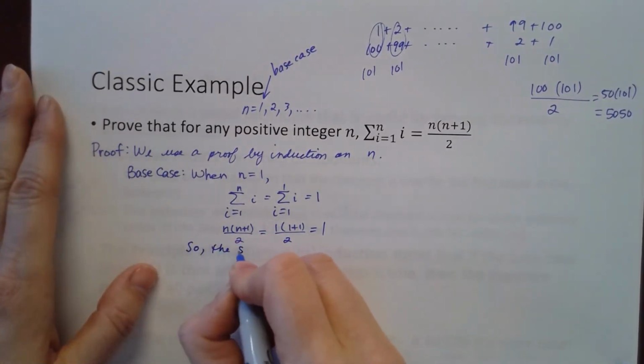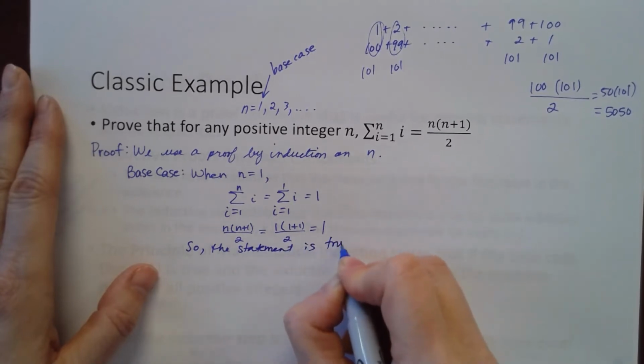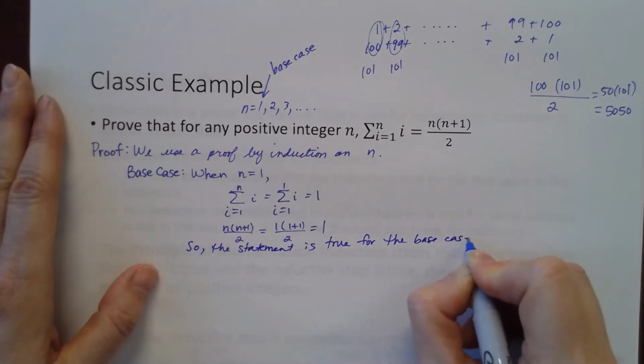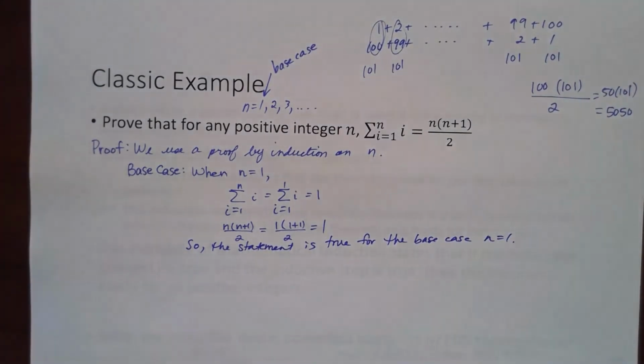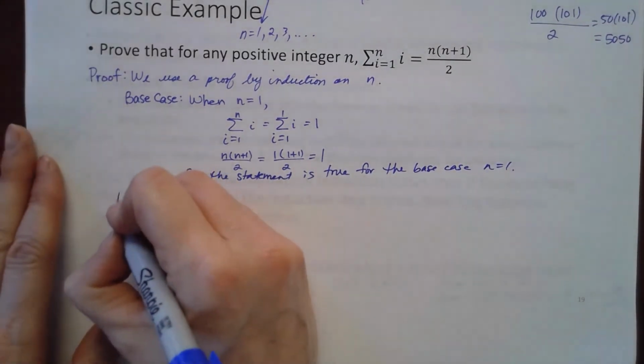So the statement is true for the base case of n equals 1. That gives us our base case. Very important, because that's what starts our chain reaction. After we do that, the next thing is what we call the inductive step.